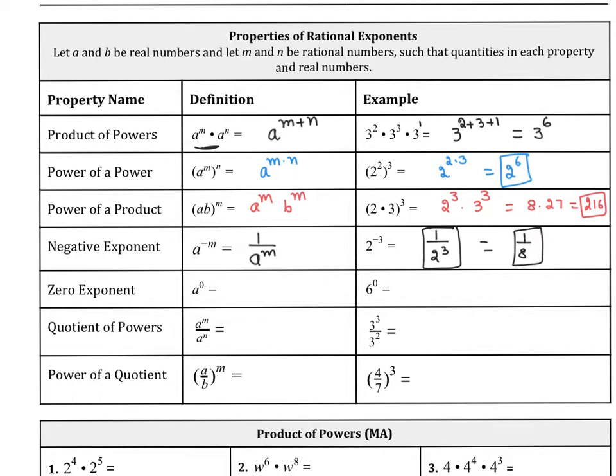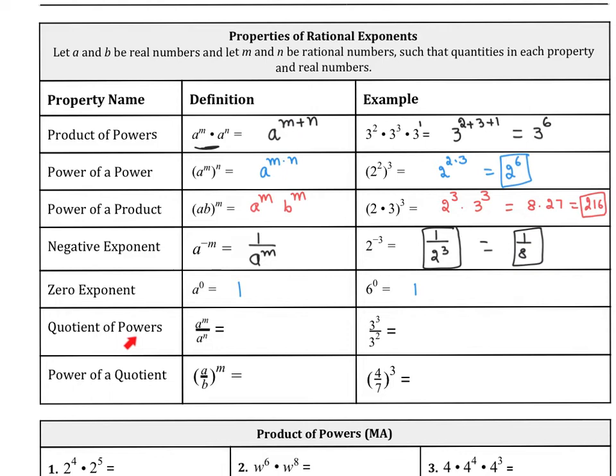Doesn't matter the base for zero exponent. Whenever you have an exponent of 0, the answer is always going to be 1. So this is going to be 1.